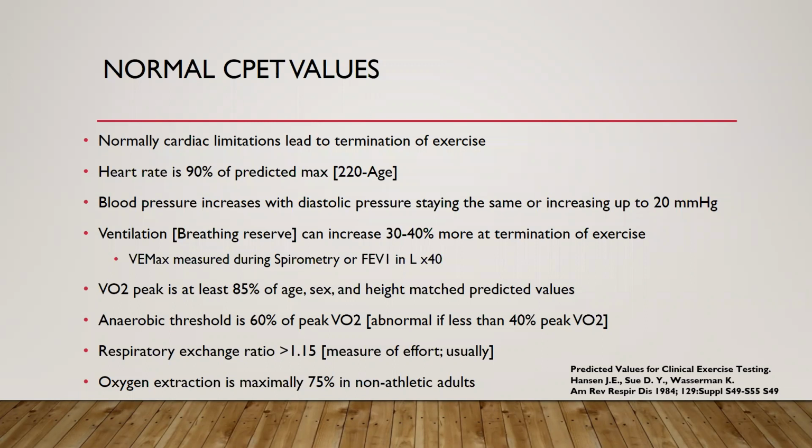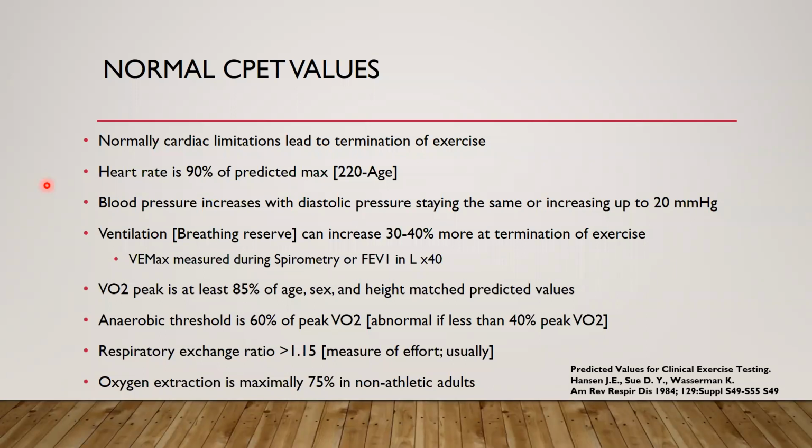Okay, you should ideally get to a heart rate that is about 90% predicted. There's a couple equations you can use. You can use this one. There's a different one that's mentioned in the guidelines as well. Your blood pressure should increase when you exercise. Systolic goes up. There's no magical number for how much it should go up by. It shouldn't get insanely high. And the diastolic should stay about the same or go up less than 20, okay?